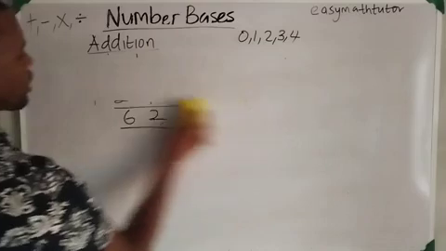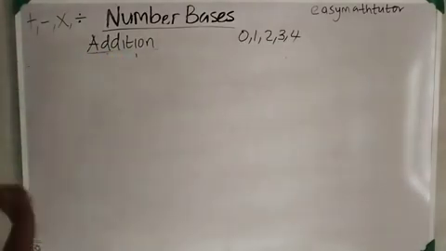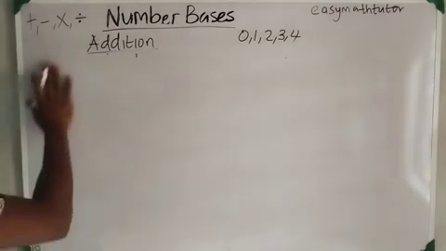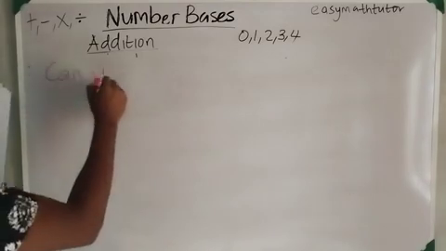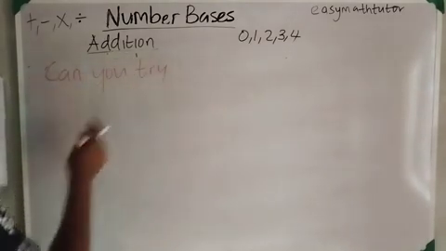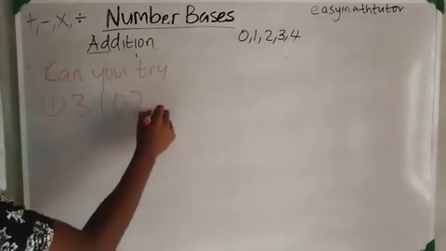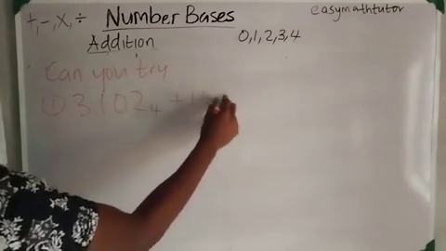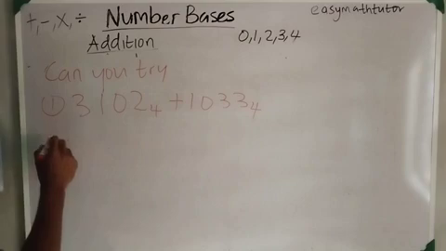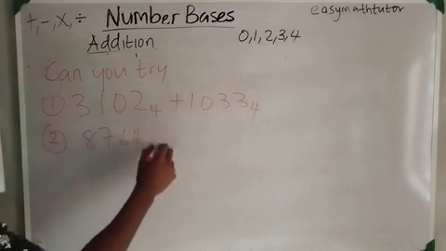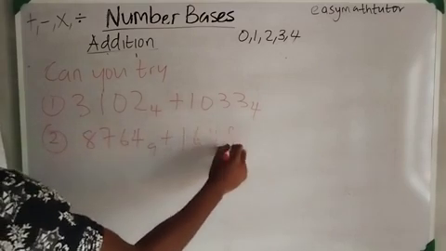So can you try? Let me give you some examples to solve, and I would like you to drop your answers in the comment section. Let's see if you'll be able to solve these examples as well. Mind you, it's the same pattern which I have followed that you're expected to follow. So just try and add up these numbers. The first one is 3102 in base 4 plus 1033 in base 4. Let me know your answers in the comment section. And the second one is 8764 in base 9 plus 1648 in base 9.